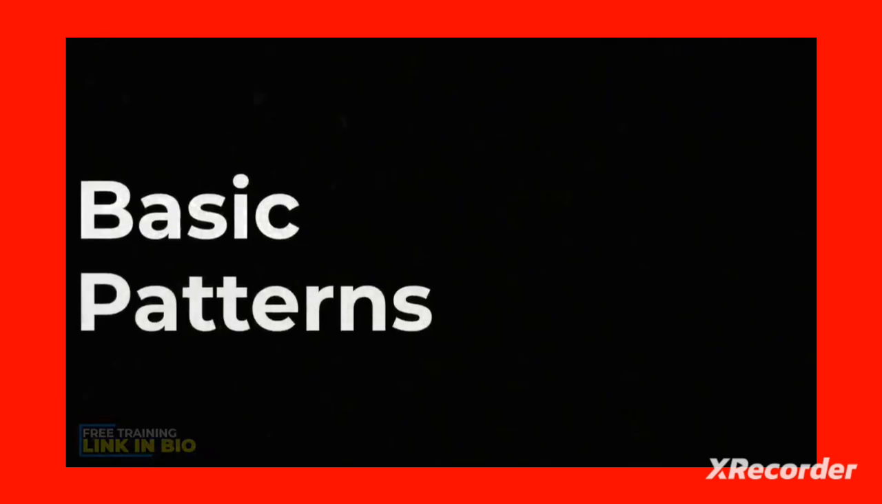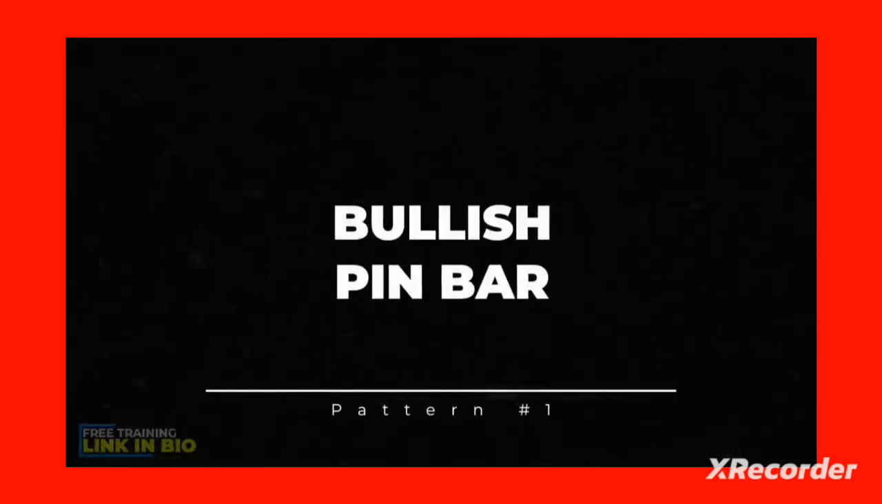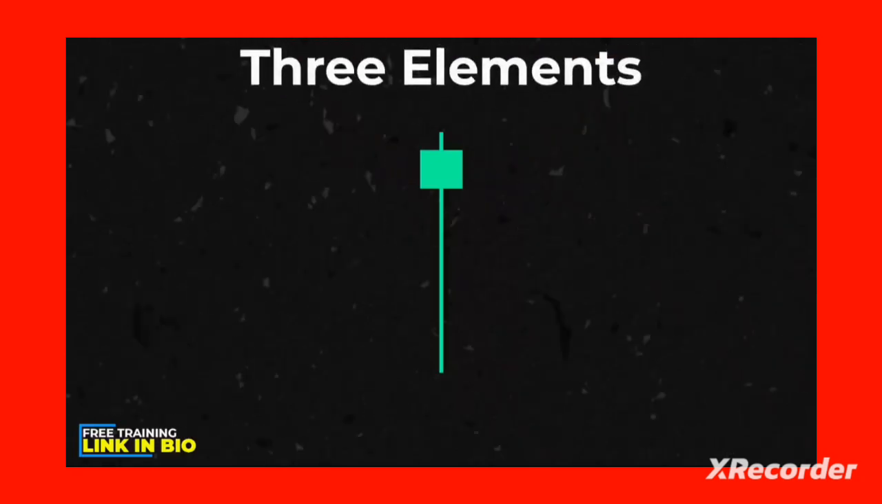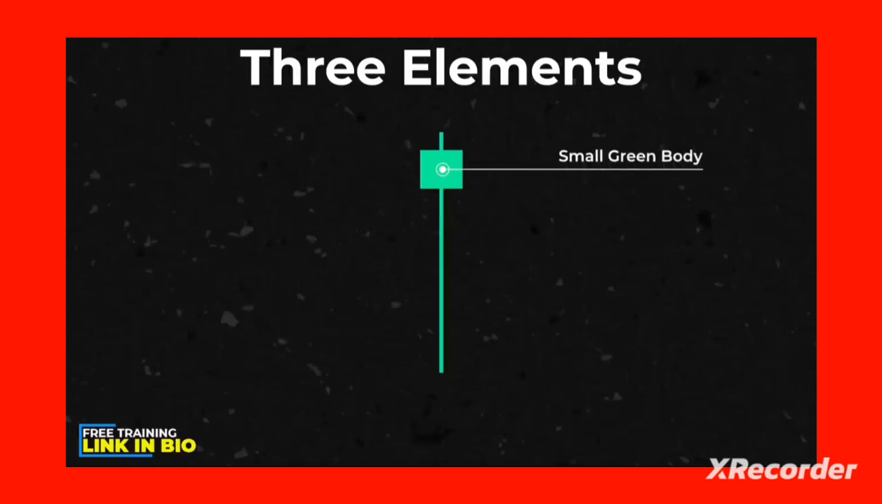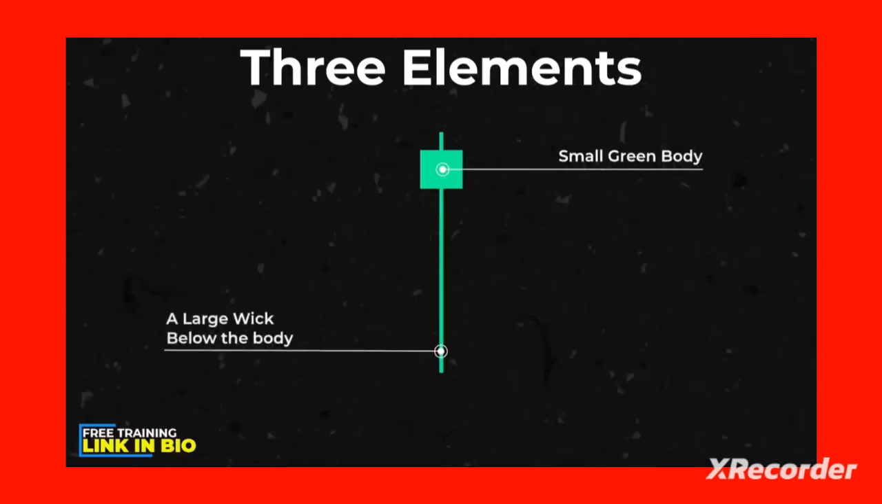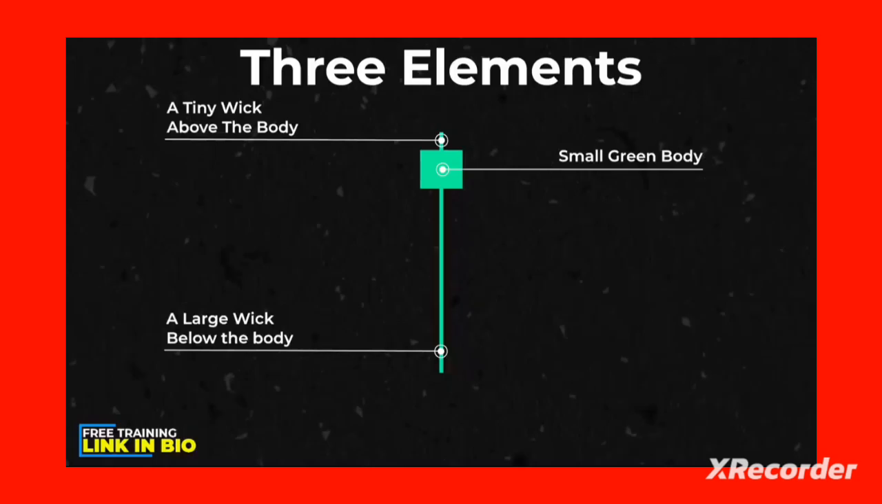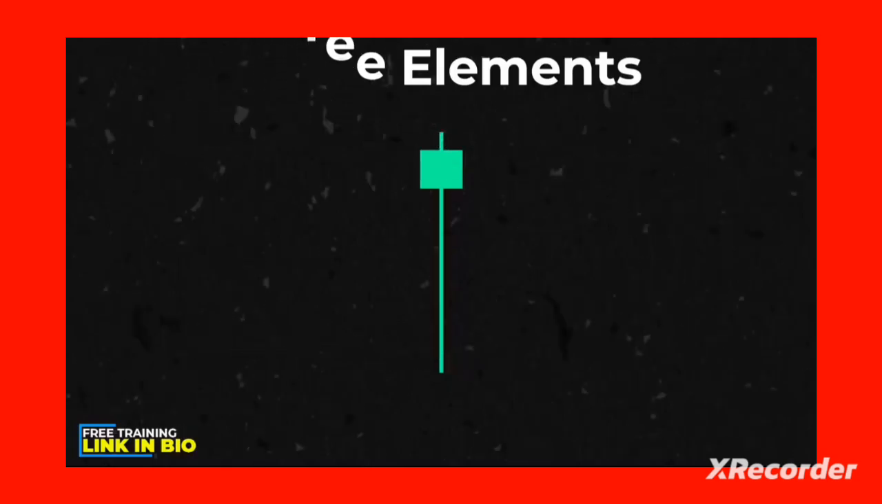Basic patterns. Pattern number 1. Bullish Pin Bar. A bullish pin bar is a strong reversal candlestick pattern. It indicates a potential reversal to the upside. A bullish pin bar consists of 3 elements: a small green body, a large wick below the body, and a tiny or no wick above the body. Let's understand the psychology behind this pattern.